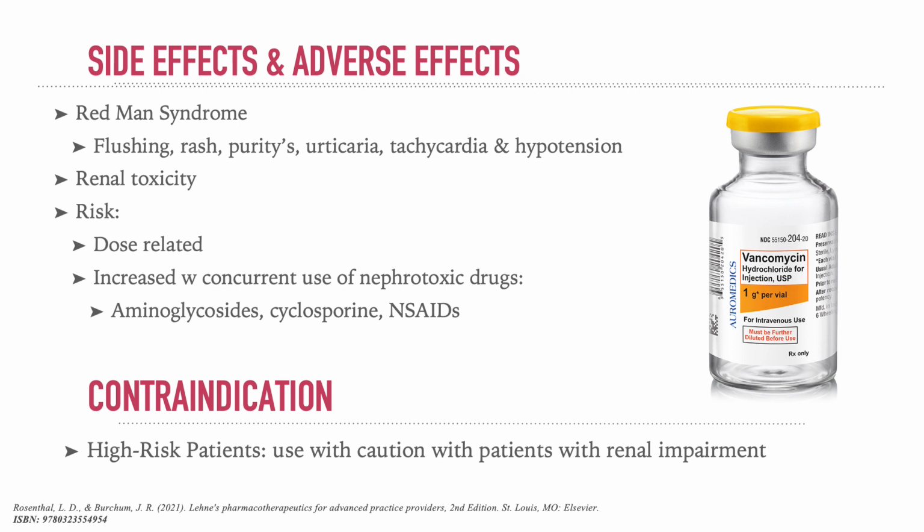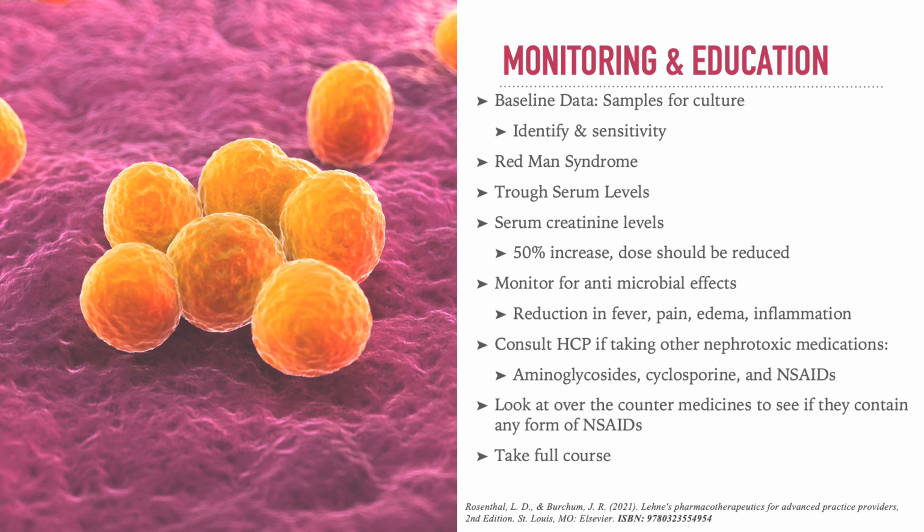Vancomycin is contraindicated in high-risk patients. You're supposed to use caution with patients who also have renal impairment, as it causes renal toxicity. During the course of treatment with vancomycin, there are some things that the healthcare provider, the nurse, and the patient need to monitor for. These include red man syndrome, which is the infusion reaction, trough serum levels, and serum creatinine levels, where with a 50% increase the dose should be reduced as it is causing renal toxicity.